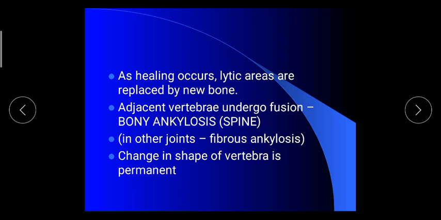But in the spine, tuberculosis also gives rise to bony ankylosis. In all other joints, tuberculosis forms only fibrous ankylosis. This you have to remember. It can be asked in the viva. Then when there is destruction of the vertebra, there is alteration in the shape. This is permanent. Even though new bone is being formed after healing, the shape cannot be reversed.